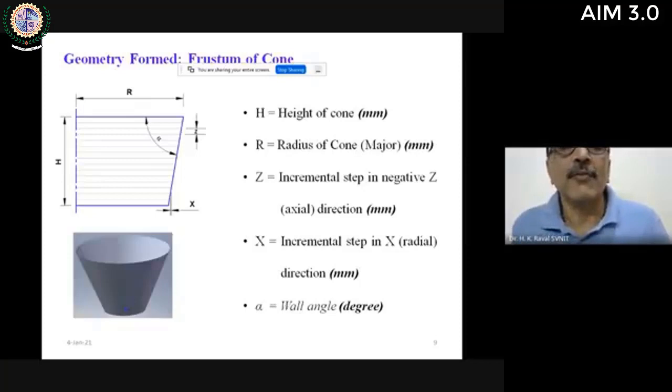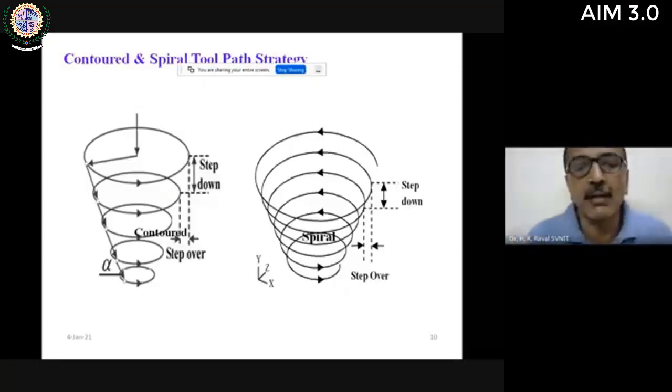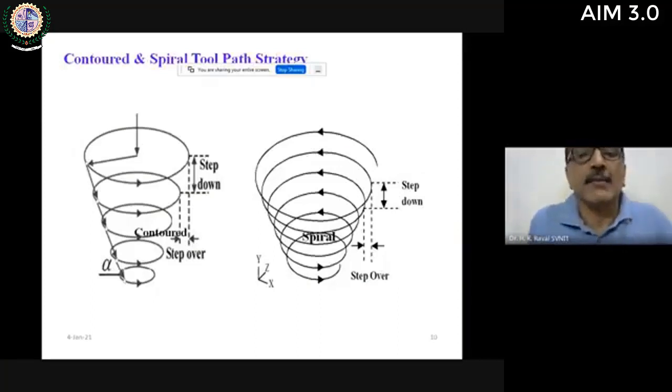So these are a few parameters which are investigated here. To generate this particular profile, two profiles are studied here. Let me discuss that profile. That is the step size, step down.